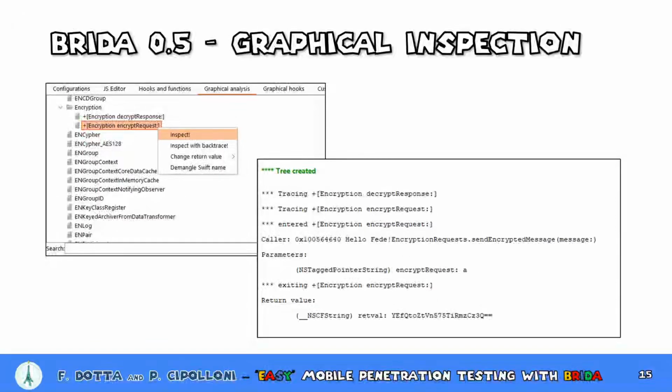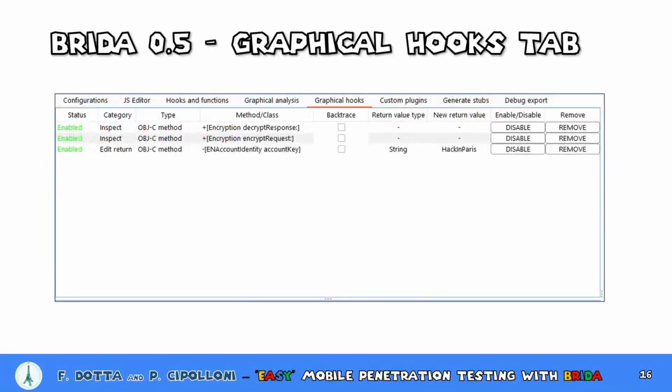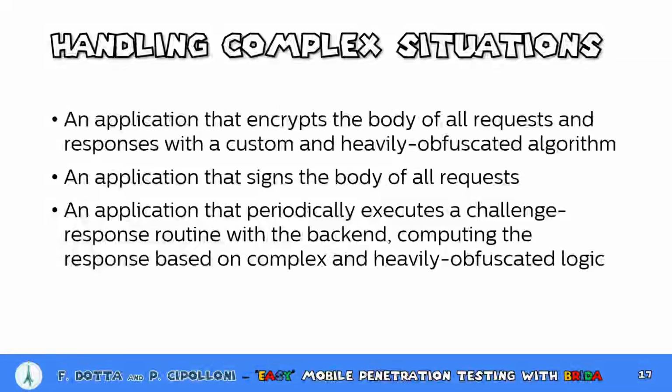This is an example of how we can add an inspection hook, for example. And now all these hooks, inspection or edit hooks, can be enabled, disabled, or removed in order to make these hooks persistent across different runs.